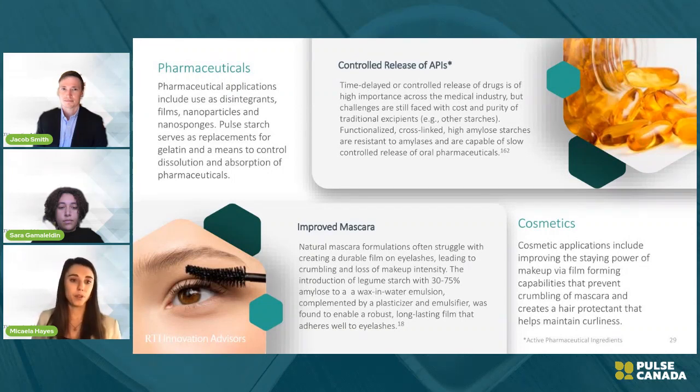patents. Specifically, the film forming capabilities of the pulse starch improves the resistance against sweat, thus allowing the makeup to adhere longer. It's longer lasting and has higher intensity than alternatives. And so the patent we're highlighting here is an improved mascara where the company leveraged a high amylose legume starch, so 30 to 75% amylose, in conjunction with a variety of other ingredients that resulted in a mascara that was found to last longer and be resistant to crumbling, which is often an issue among mascara brands.